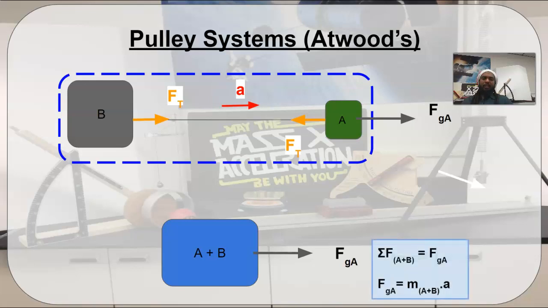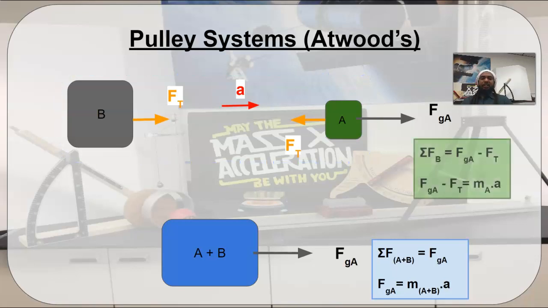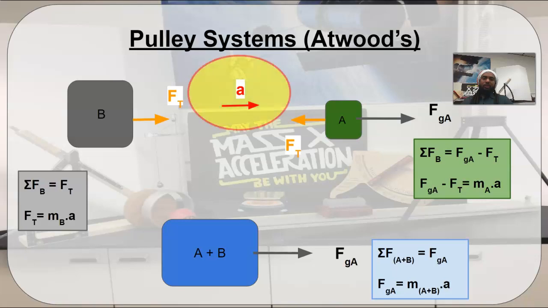Now we can apply Newton's second law to the combined mass. The net force on A and B is going to be FGA. The mass is going to be the mass of A plus B times acceleration. We can then apply Newton's second law to each of the individual objects. On object A, we have a net force that will be FGA minus FT, and that will be equal to the mass of A multiplied by the acceleration. On object B, we have a net force that's only FT, and that will be equal to the mass of B times the acceleration. And what brings it all together is the fact that if these objects are moving together as a system, those accelerations are the same. And so we have a system of equations. We have 3 equations here, and we can solve for anything we want given even a little bit of information. Even without information, we can get some nice expressions and things will cancel out.